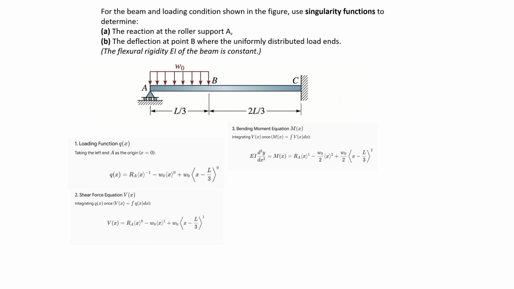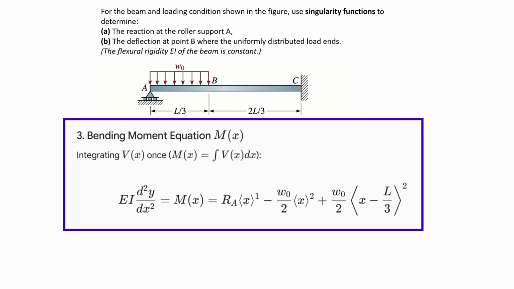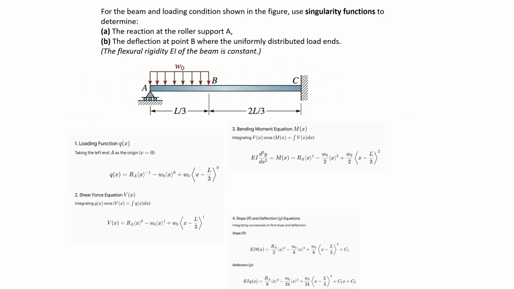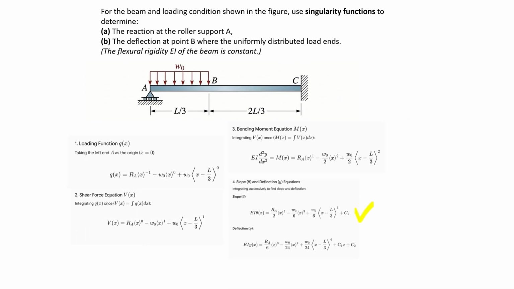Quick pro tip here. If there was an external concentrated moment on this beam, this is exactly where we drop it into the equation. It's super simple. You just find where it's applied, put it in the parentheses, raise it to the power of 0, and you're good. But since we don't have one here, we keep moving. Boom. Now we have a beautiful moment equation. If we integrate this once, we get the slope. Integrate it one more time, and we get the actual deflection. You can see the integrated versions on the screen right now.